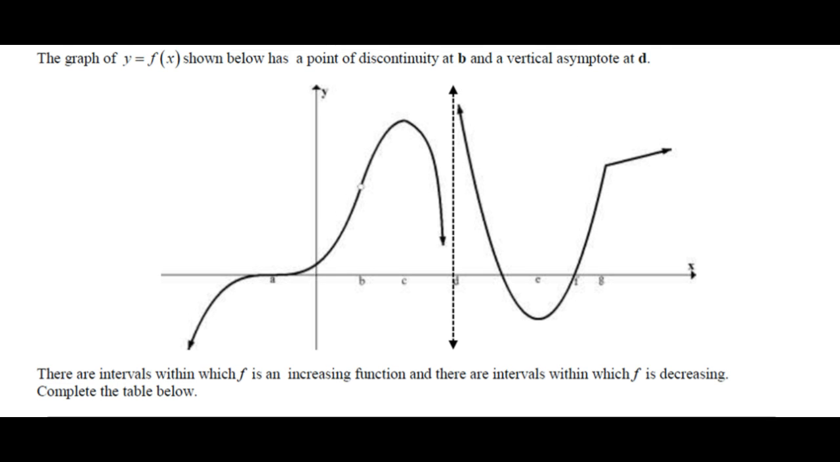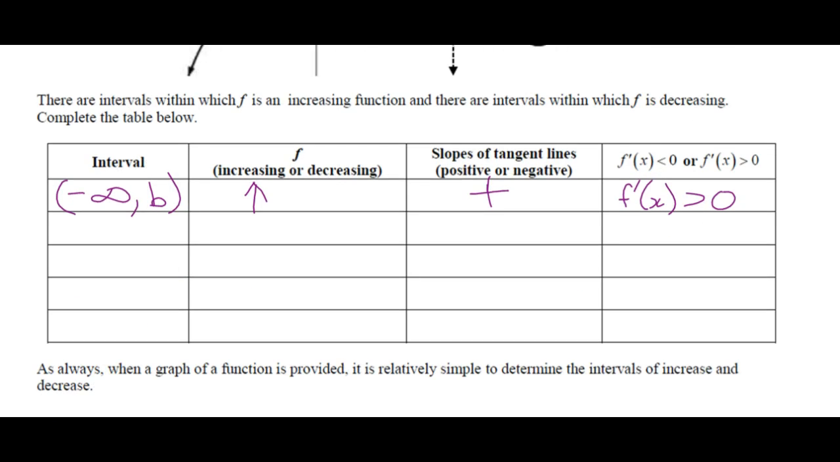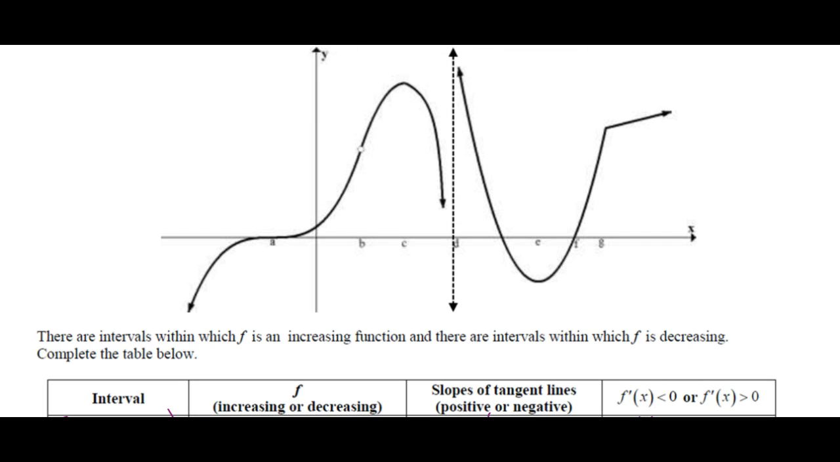Okay, next interval, what's happening from B to C? Now, they're open parentheses, right? They don't include B, the discontinuity, and they don't include C. Is it increasing or decreasing? Increasing. What are the slopes? Positive. And what can we say about f prime of x? Greater than 0.